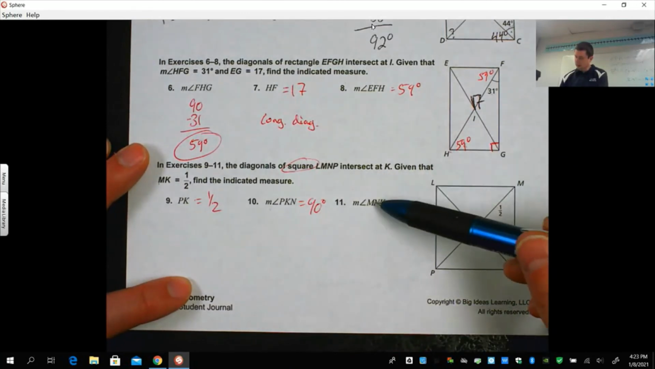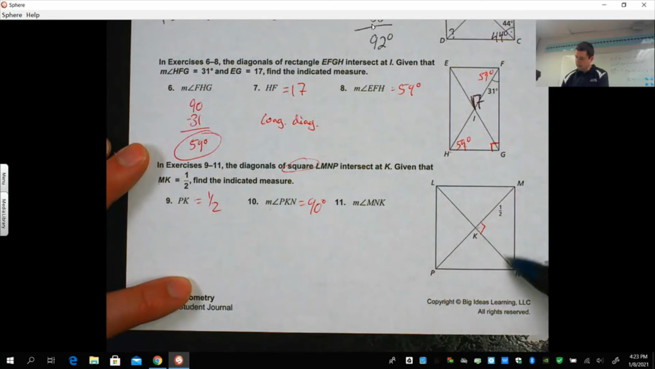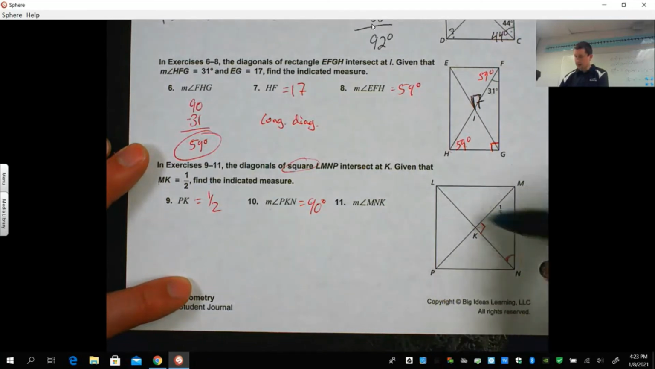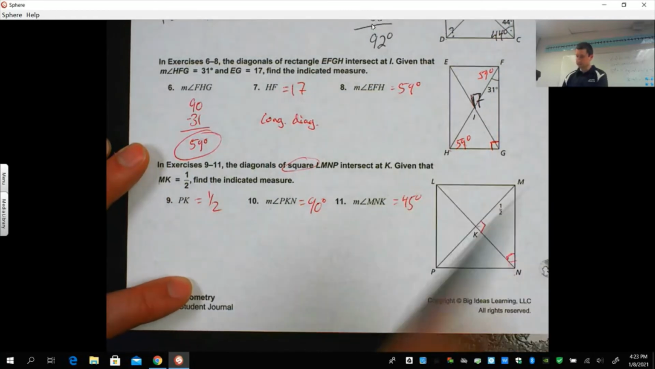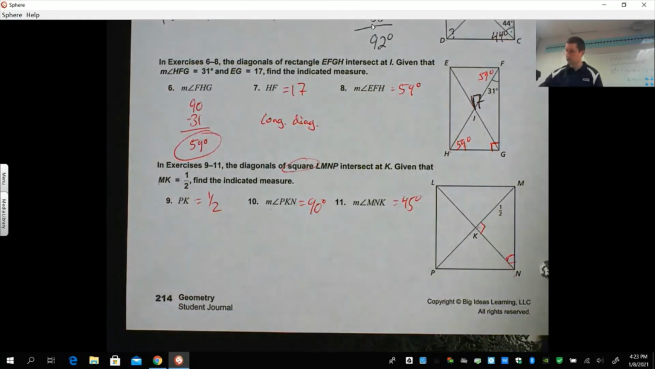Measure of angle MNK. They want this angle down here. The diagonal has to bisect the 90-degree angle. We said that was 45 degrees. Okay, so those three answers.